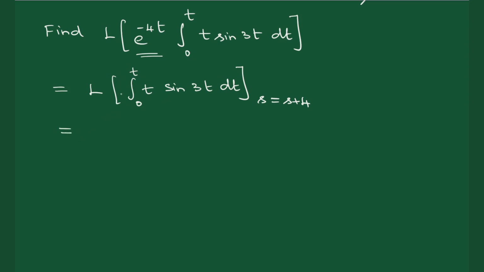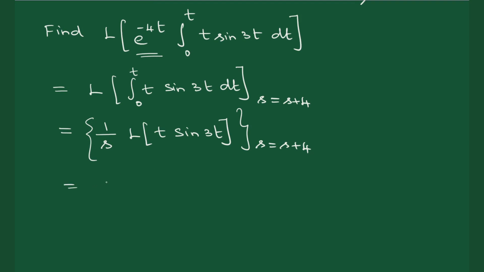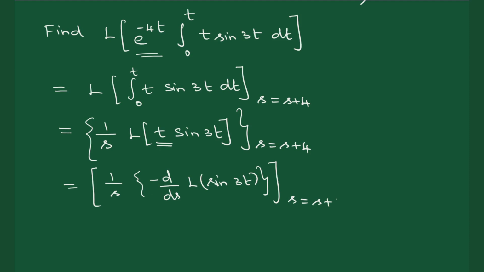After this, now we have to go for the integration property. So the integration property is nothing but 1 by s into L of the term f of t, so L of t into sin 3t, where finally s is substituted as s plus 4. Now what we have to do here is 1 by s. Now we want to find what is L of t into sin 3t. So t into sin 3t is the multiplication of t property. So how to write it? This is nothing but minus d by ds of L of sin 3t. All together, finally s is substituted as s plus 4.